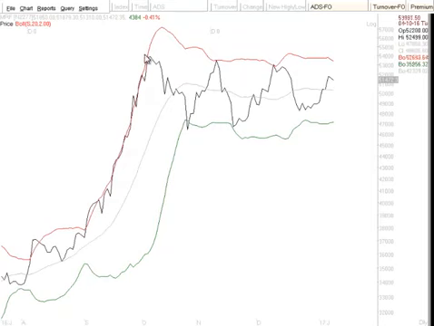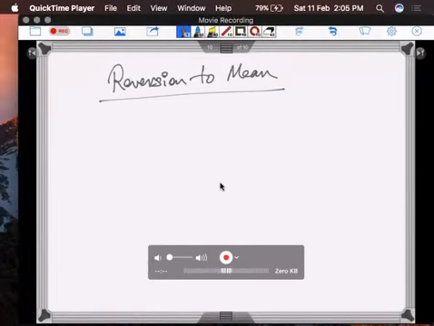So look at this. One way it has shot up, then it comes down. So from where will it come down? You have to wait for the right opportunity. Now the reversion to mean concept is like this.